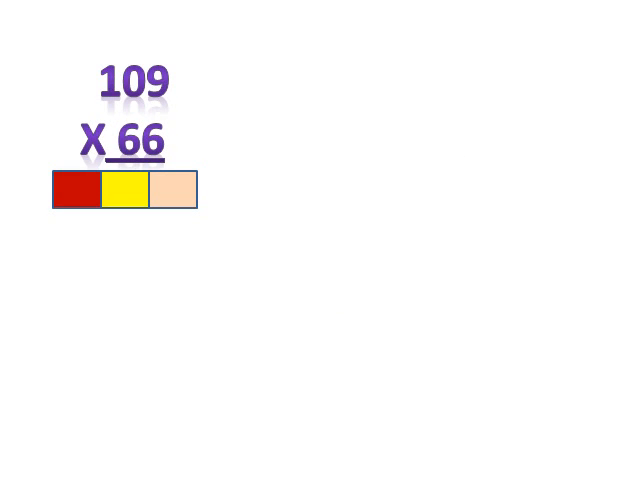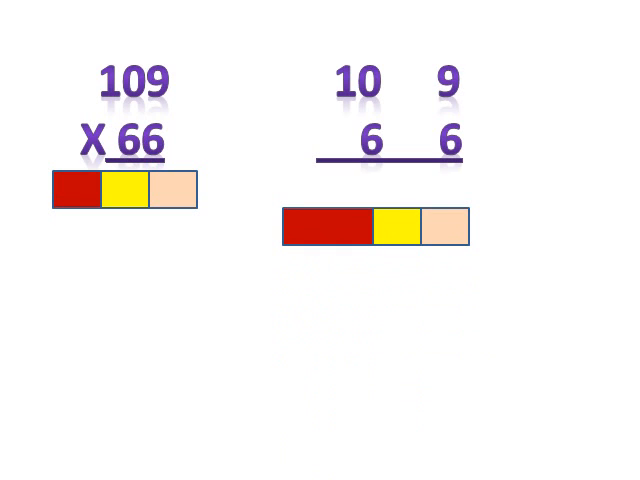Alright, so why don't we try this one, a 3-digit number multiplied by a 2-digit number. So the idea is still the same. You separate the two numbers: you separate 109 into 10 and 9, and 66 into 6 and 6. For the first box, we would multiply 9 and 6, the ones digits. That will be 54. So let's write 4 and carry 5 to the next box.